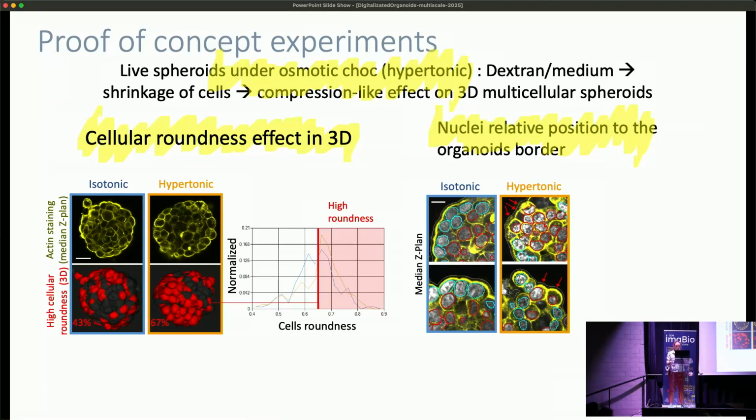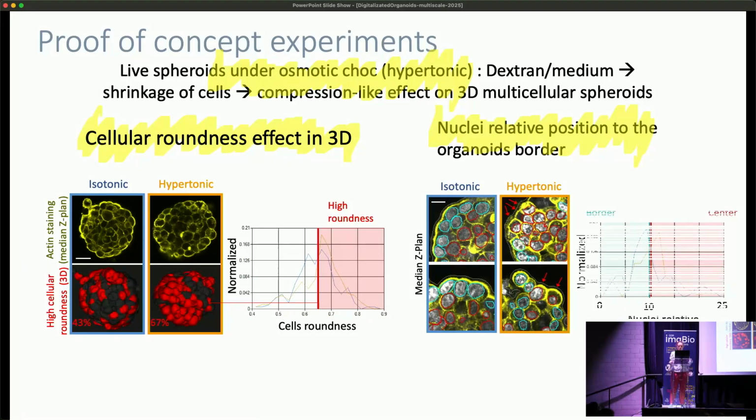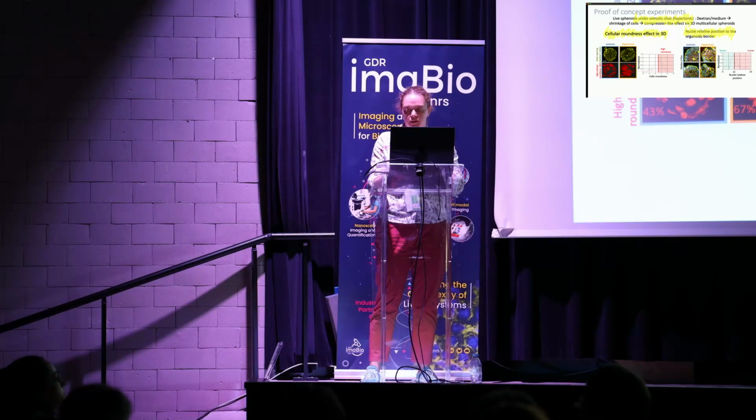And we did that also, as I said, for the nuclear position related to the border of the organoid, and we were able to decipher different kinds of effect close to the border as compared to the center of the organoid.